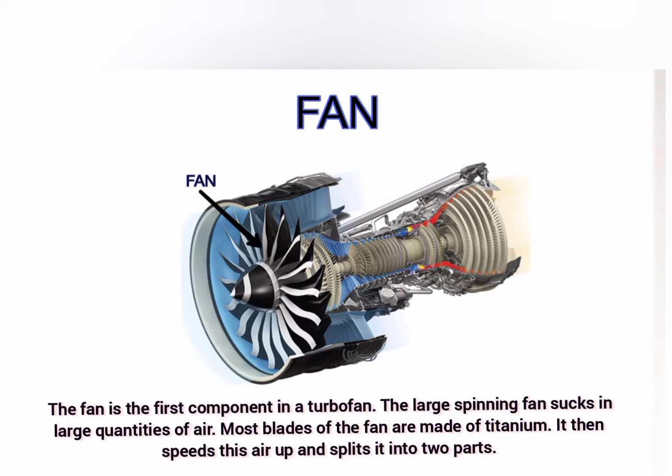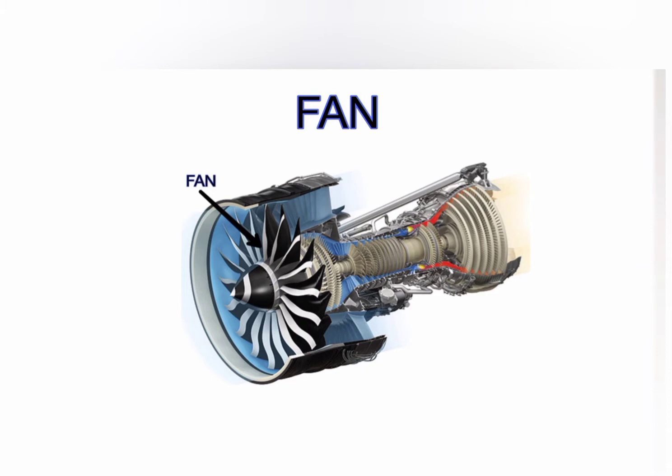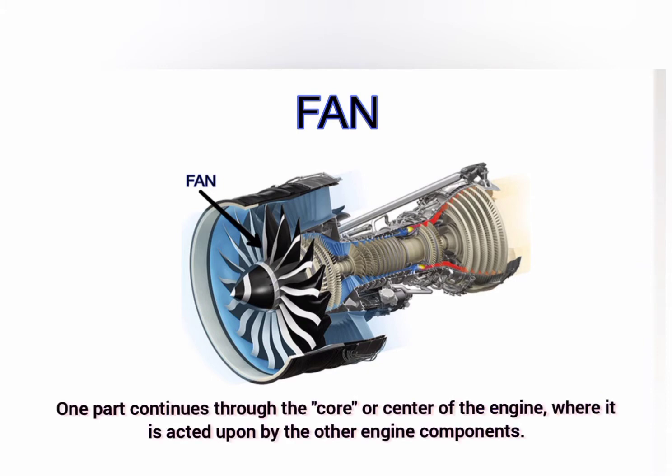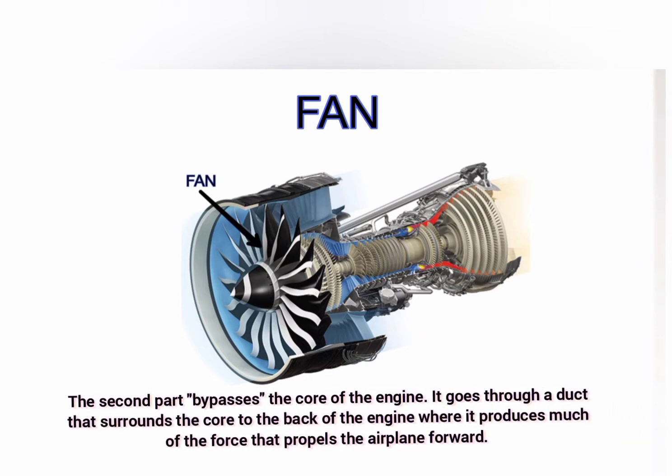The fan is the first component in a turbofan. The large spinning fan sucks in large quantities of air. Most blades of the fan are made of titanium. It then speeds this air up and splits it into two parts. One part continues through the core, or center of the engine, where it is acted upon by the other engine components. The second part bypasses the core of the engine.